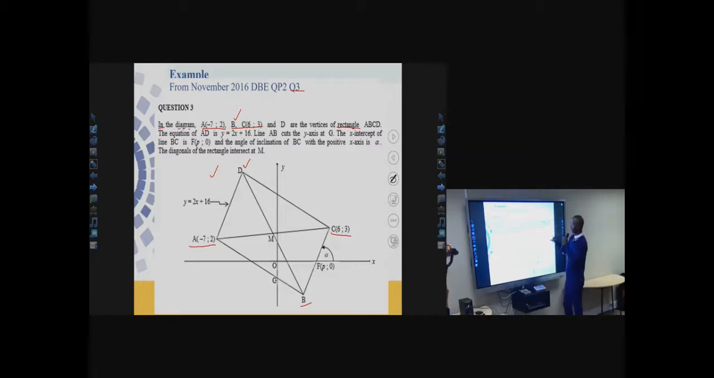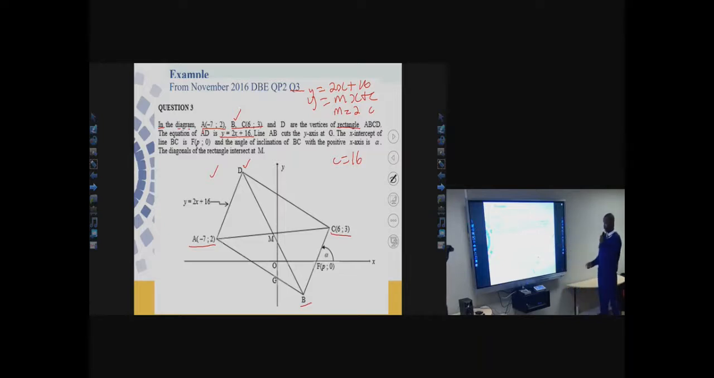The equation of AD is y is equal to 2x plus 16. Now remember that equation is in the form y is equal to mx plus c. So the moment they do that, they are telling you that the gradient of that line is equal to 2, and the y-intercept c is equal to 16. So you already know something as you are reading.